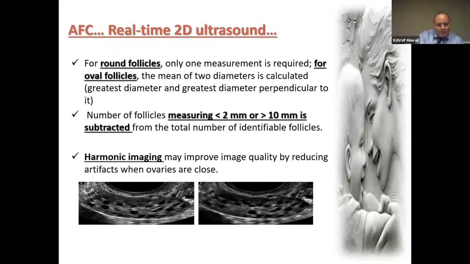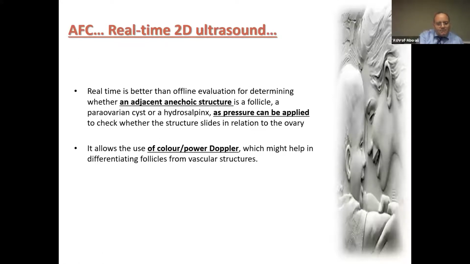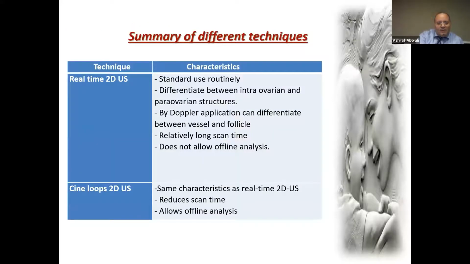And one of the most important issues, if you can, is to use harmonic imaging, because it may improve the image quality, as we see here in the left picture, by reducing artifact when the ovaries are close together. And actually, real time is better than the other facilities because we can determine whether there is an anechoic structure adjacent to the follicle, such as an ovarian cyst or hydrosalpinx. We can apply pressure to the abdomen to check the motility and sliding of it. It also allows the use of color Doppler in real time.